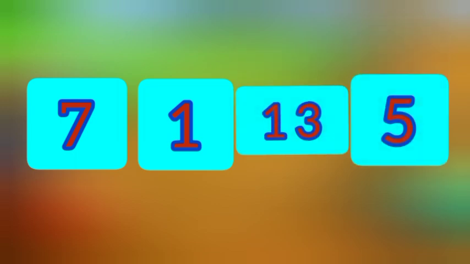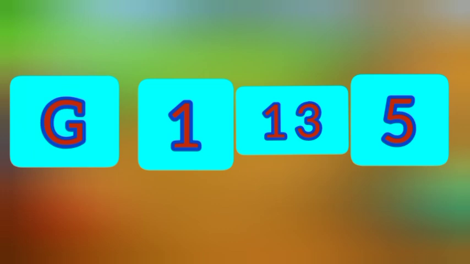I will show how we are going to play the game. Now, here the numbers which are given are 7, 1, 13, 5. So, boys, tell me which is the seventh letter of the alphabet? Yes, it is G. So, we will replace the number 7 with G. Which is the first letter of the English alphabet? Yes, it is A. So, we will change the number 1 with A.